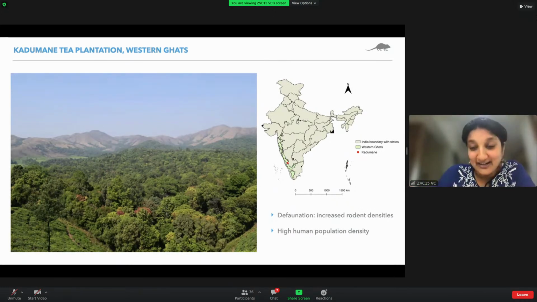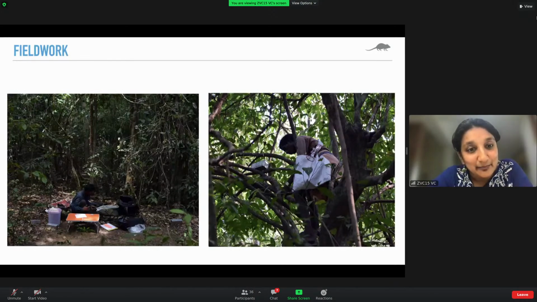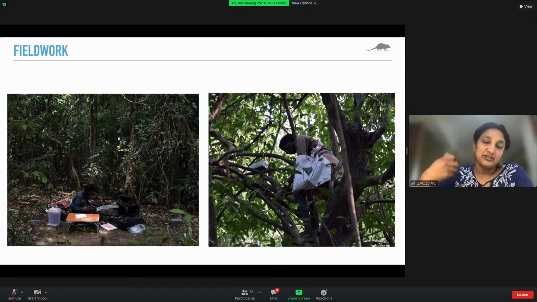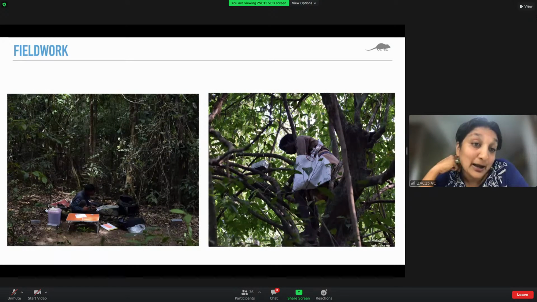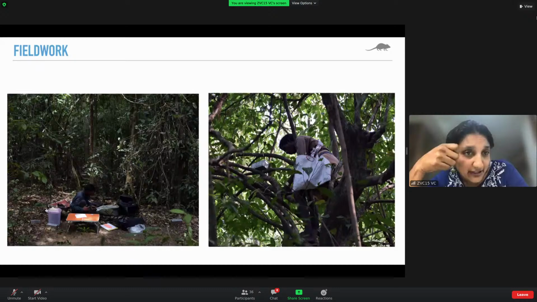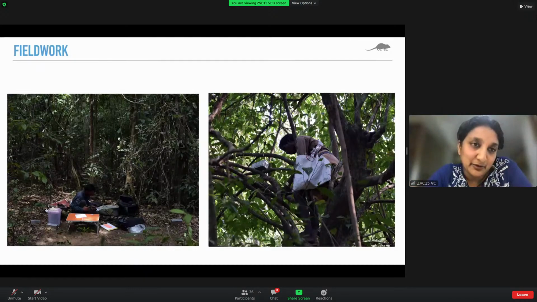So what we are looking at in the Western Ghats is basically, this is just a picture of field work. We catch rats both on trees and on the ground with these traps called Sherman traps. We can process them. We don't kill them. We sample blood with retro-orbital capillary, and then we just let them go. So we can then look, in this case not at serology, but for the occurrence of specific bacterial agents.